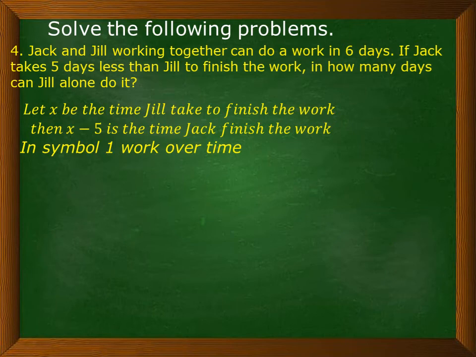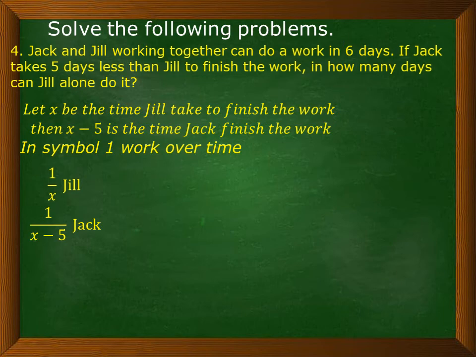Then, x minus 5 is the time Jack finished the work. Why x minus 5? Because Jack takes 5 days less. So the time minus 5 is the time Jack finished the work. In symbol, 1 work over time. So, for Jill, you have 1 work over x, and for Jack, you have 1 work over x minus 5. Okay, so this is your symbol, 1 work over time.